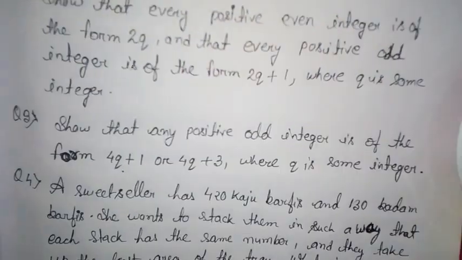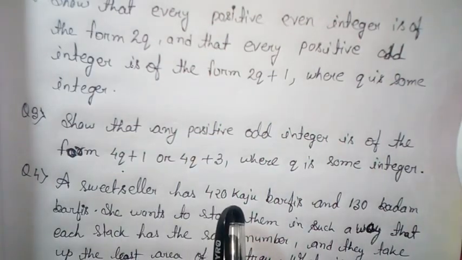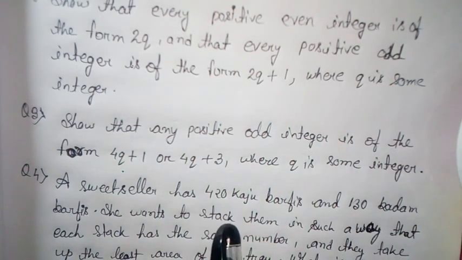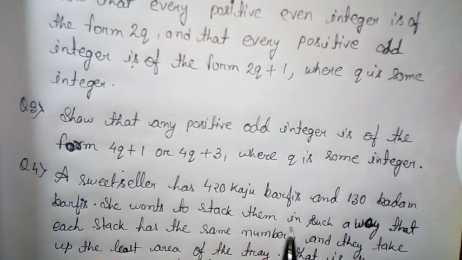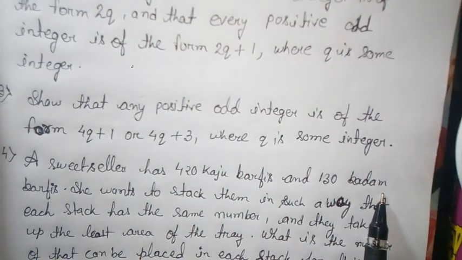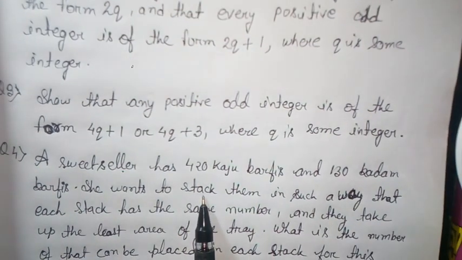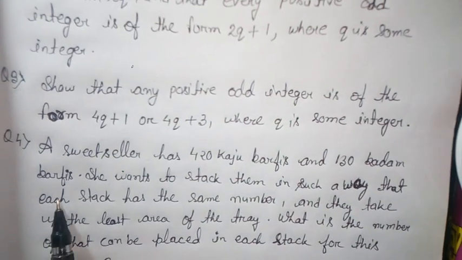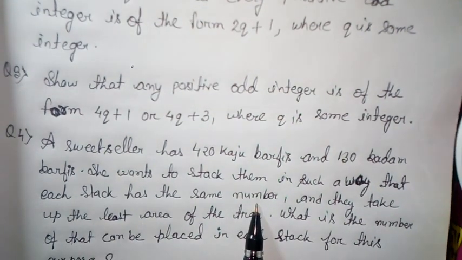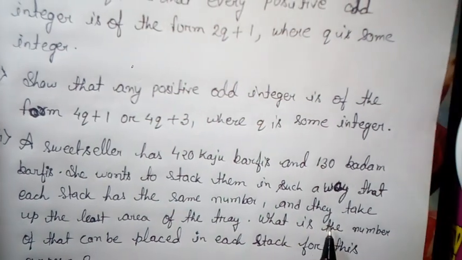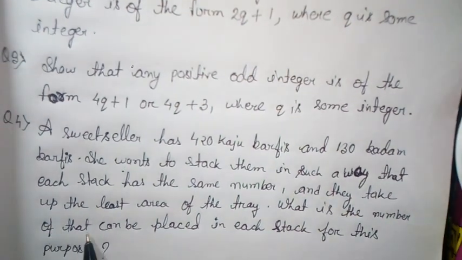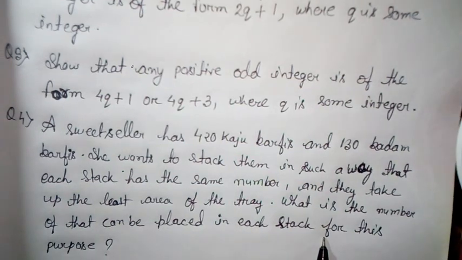Question number 4: a sweet seller has 420 kaju barfi and 130 badam barfi. She wants to stack them in such a way that each stack has the same number and they take up the least area of the tray. What is the number of barfis that can be placed in each stack for this purpose?